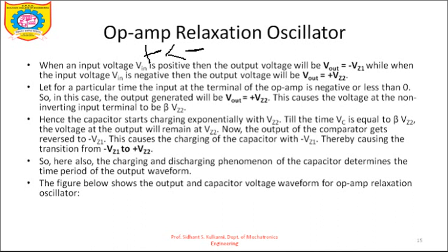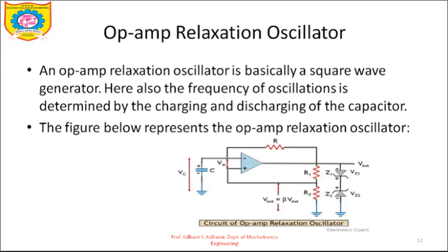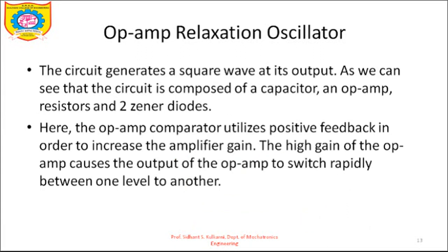I will once again take you back to this diagram and explain. If V in is positive, that means the voltage at the non-inverting terminal is more than the voltage at the inverting terminal, so your op amp will be in the positive V saturation. If it is in the positive V saturation, this will act as reverse bias, and then the voltage across that will be VZ1 or VZ2. And when V in is less than your capacitor voltage, at that time it will be minus VZ2. So the same thing we can understand by this particular diagram.